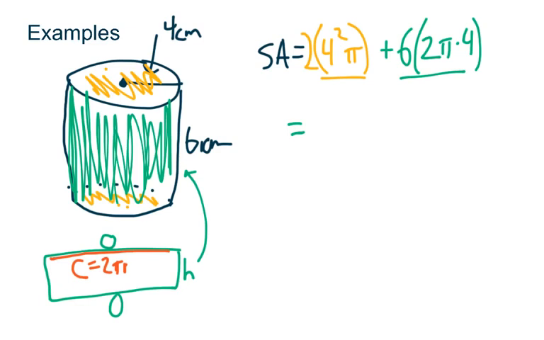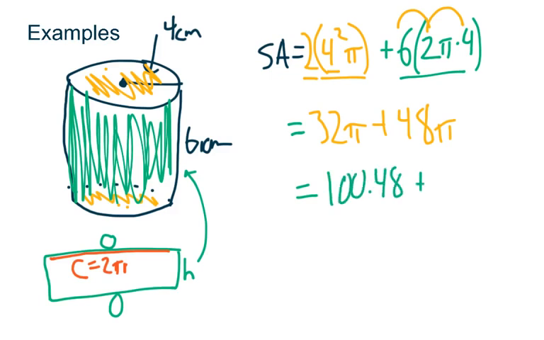So when I do that, I'll end up getting, let's see here, 4 squared is 16, times that by 2, I'll get 32 pi, plus here I'll have 2 times 4, which is 8, and then times by 6 is 48 pi, and now I have to multiply all this out.